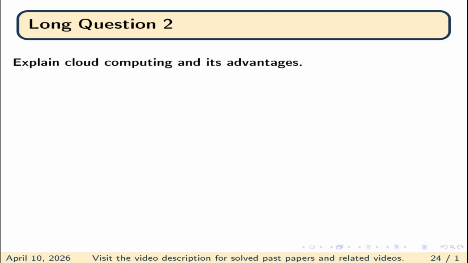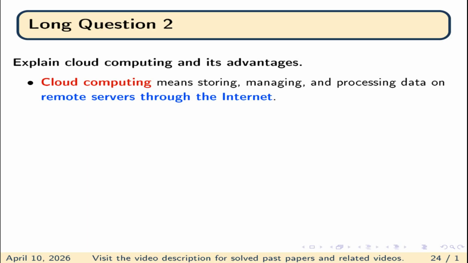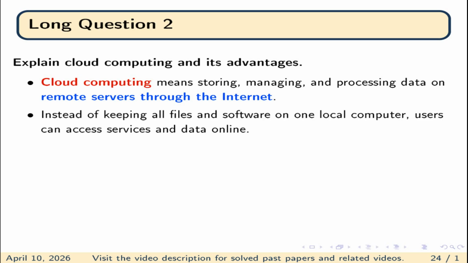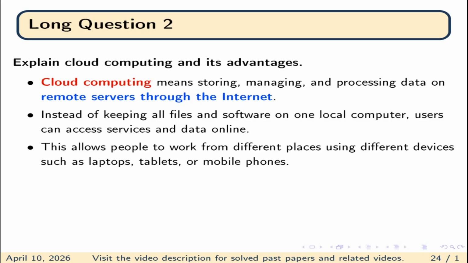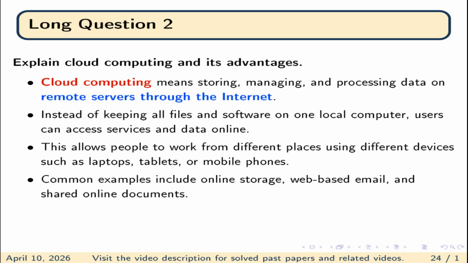Explain cloud computing and its advantages. Cloud computing means storing, managing, and processing data on remote servers through the internet. Instead of keeping all files and software on the local computers, users can access services and data online. This allows people to work from different places using different devices such as laptops, tablets, or mobile phones. Common examples include online storage, web-based email, and shared online documents.